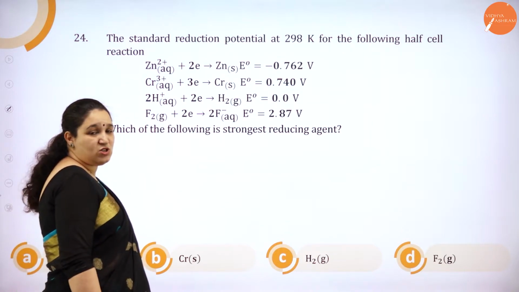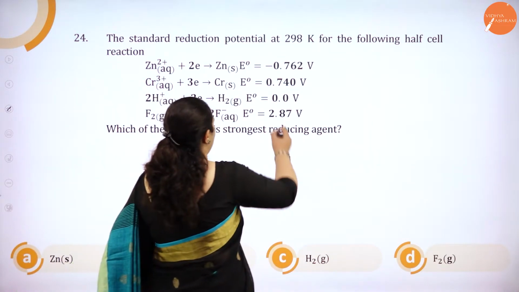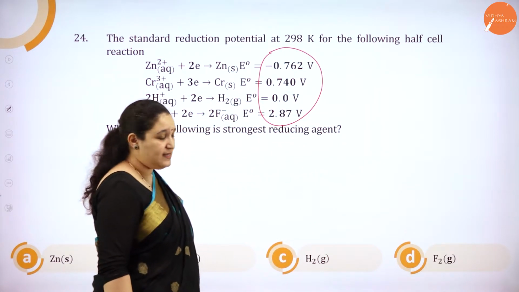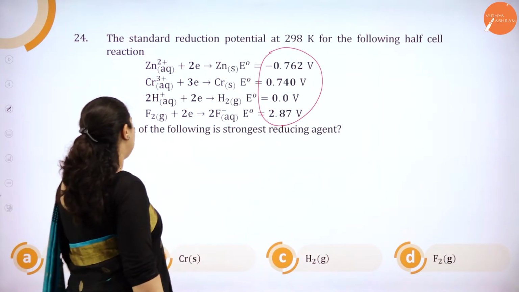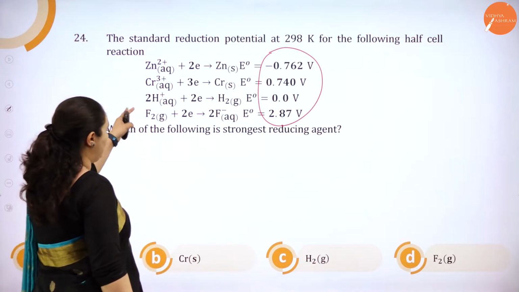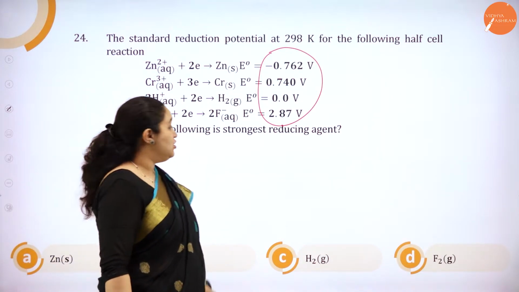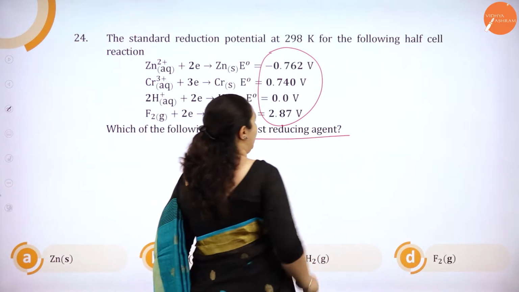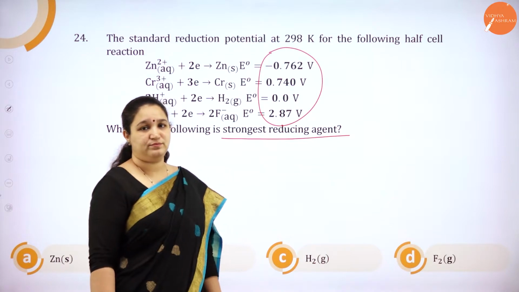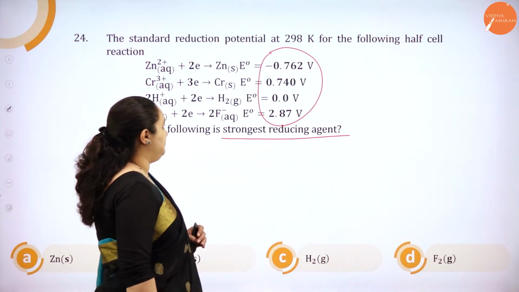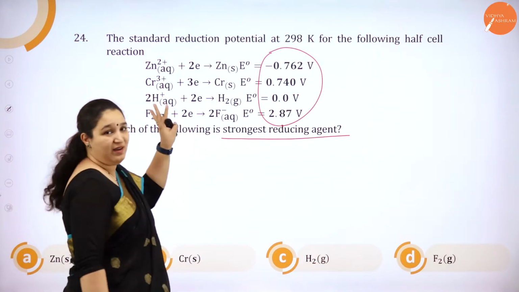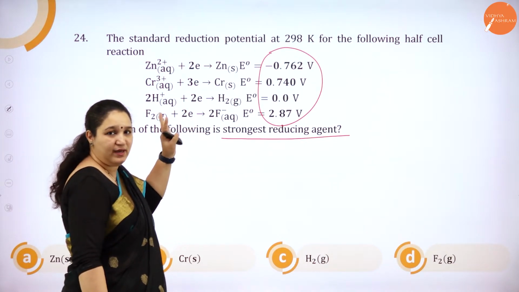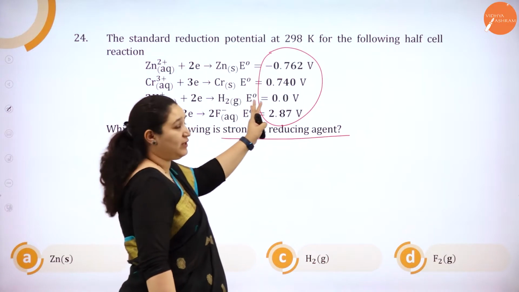To know which is the strongest reducing agent, you have to just look into the values here. Correct? Yes. Options, what they have given? They have given zinc, chromium, hydrogen, then fluorine. So what we are supposed to tell, which of the following is the strongest reducing agent? From the values and from the reaction, what is the reaction which is happening? It is a reduction reaction. They are accepting electrons, correct? So this is reduction potential.